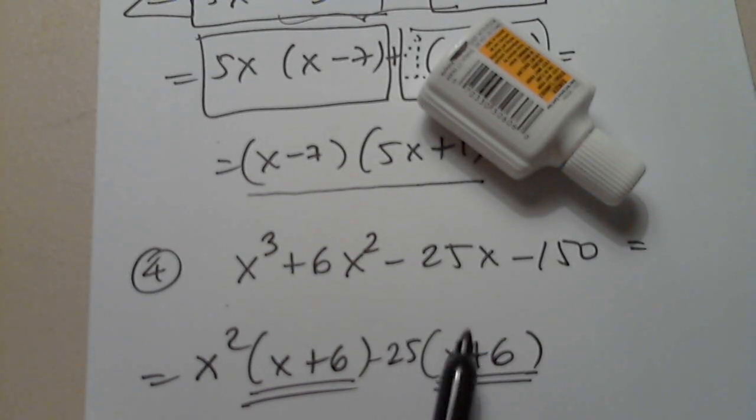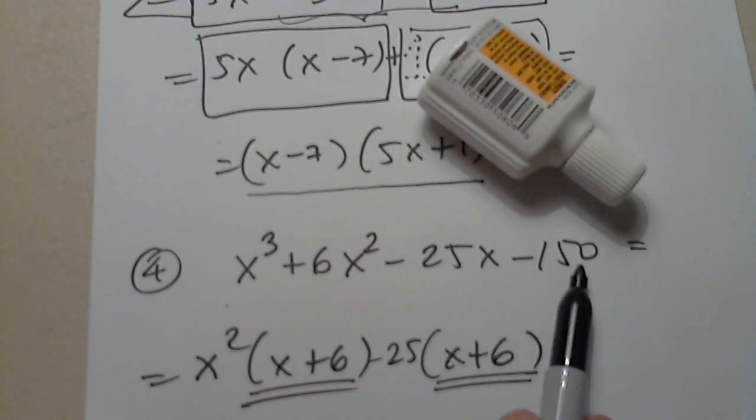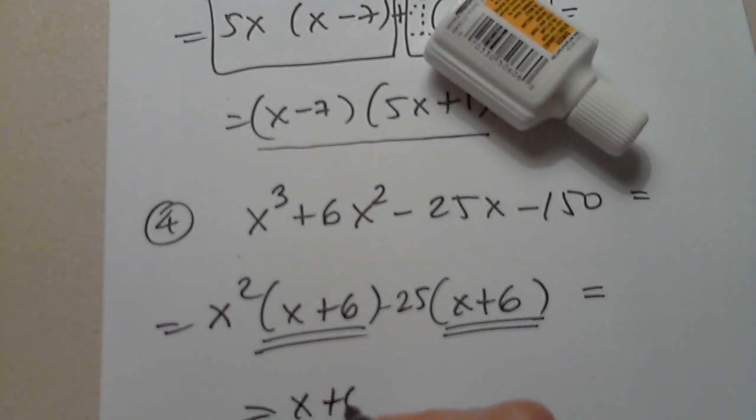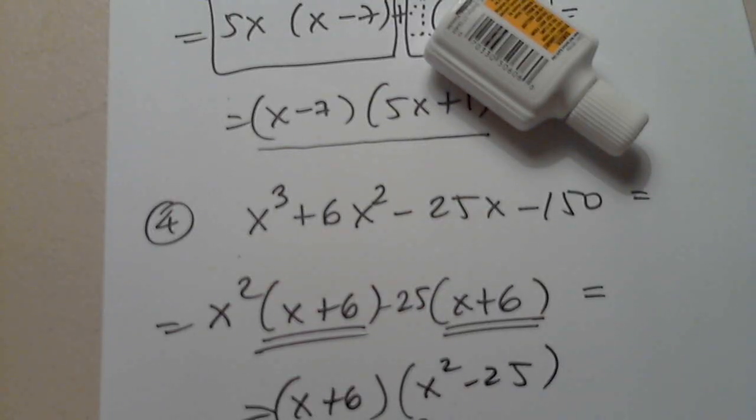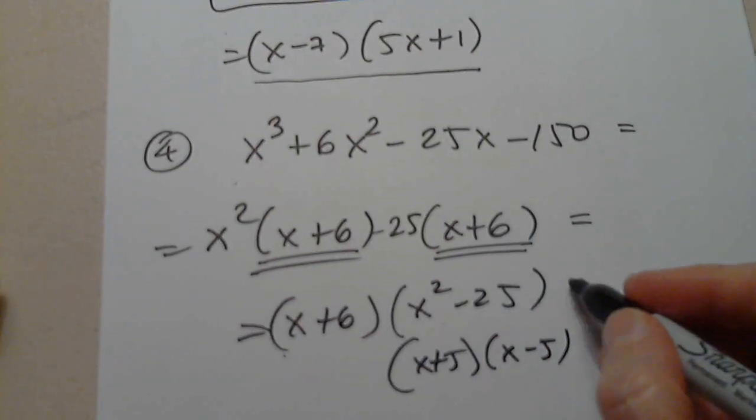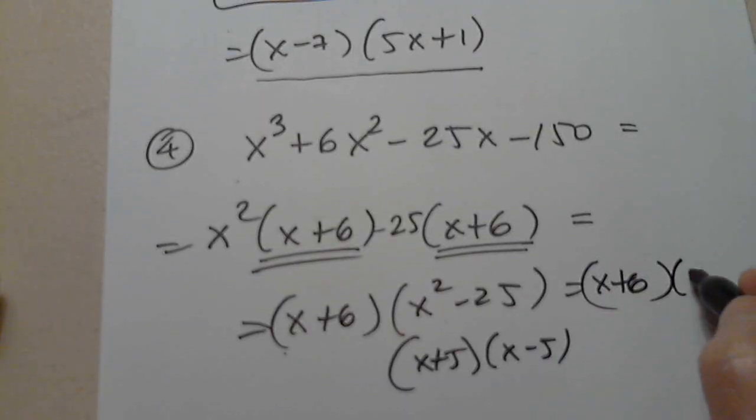Because negative 25 times x is this, and negative 25 times 6 is this. And it's done. So it's x plus 6 times x squared minus 25. But this has to be written as x plus 5 and x minus 5, because it can be factored. So this is x plus 6, x plus 5, x minus 5.